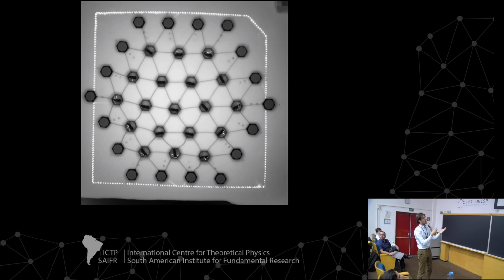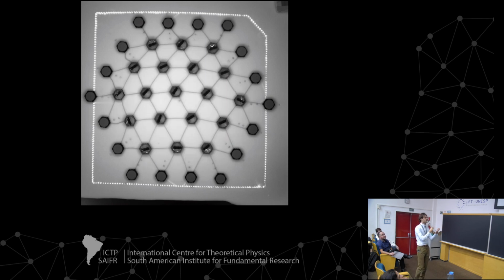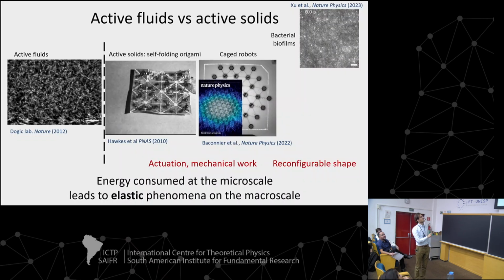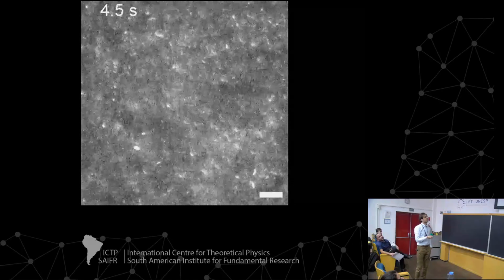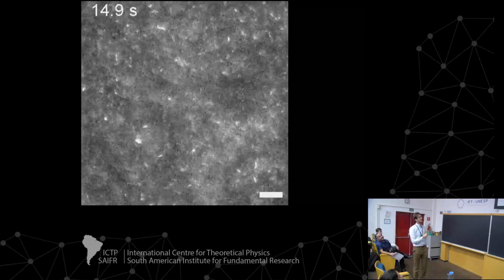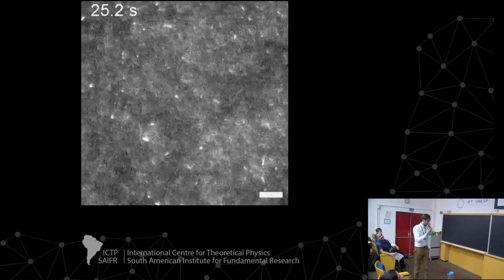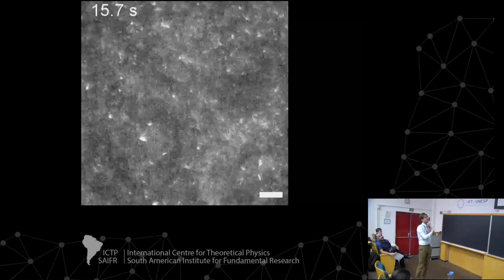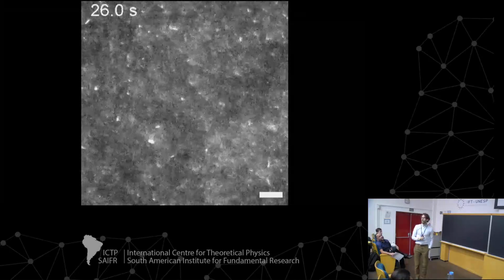This is one of the synthetic active solid examples, but one of the reasons I like it is that just a year after this original paper was published, there was a paper on a completely different system, a bacterial biofilm, that does pretty much the same thing. A physicist's minimal model of this bacterial system is more or less the same as the robot system.